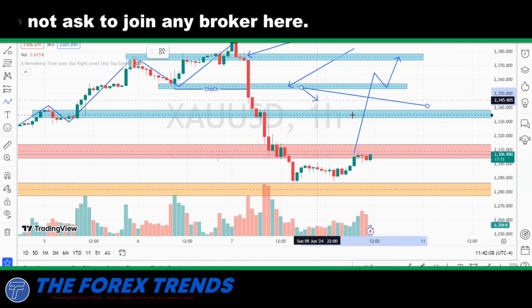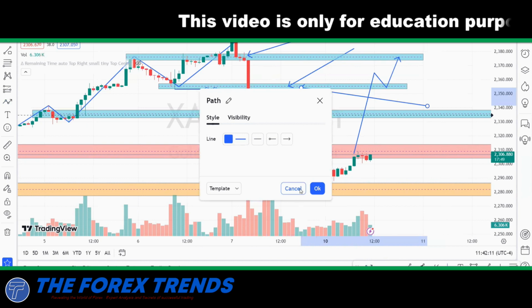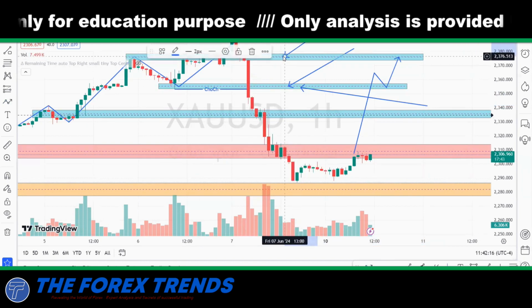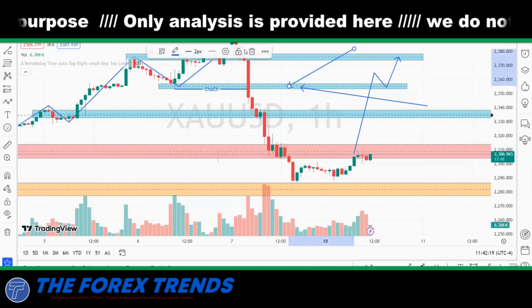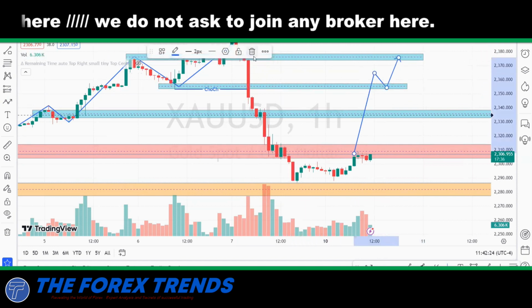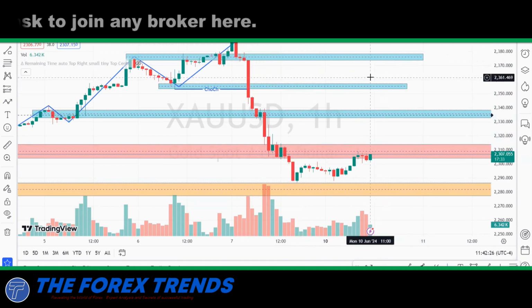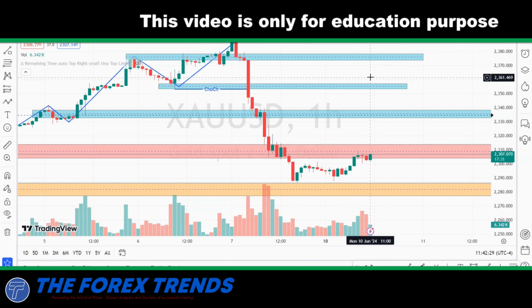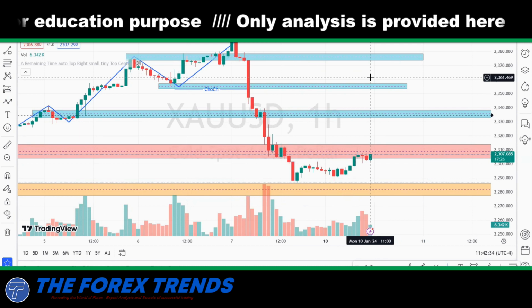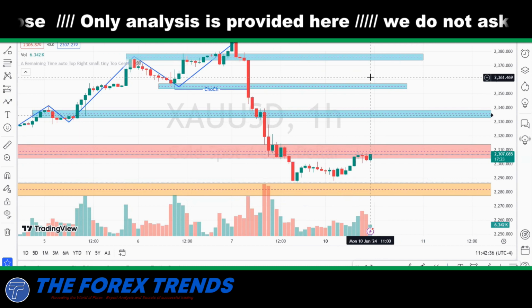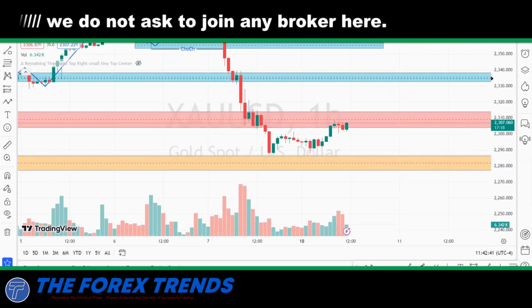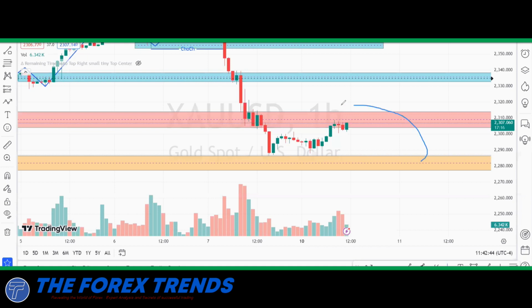So our first trade setup is to sell from this level. This is the 2355 level, and our second trade setup is this, the 2376 to 80 level. But both setups will work after the release of big news, that is inflation data, FOMC speech and federal fund rate decision. Until then the market may range in this zone.